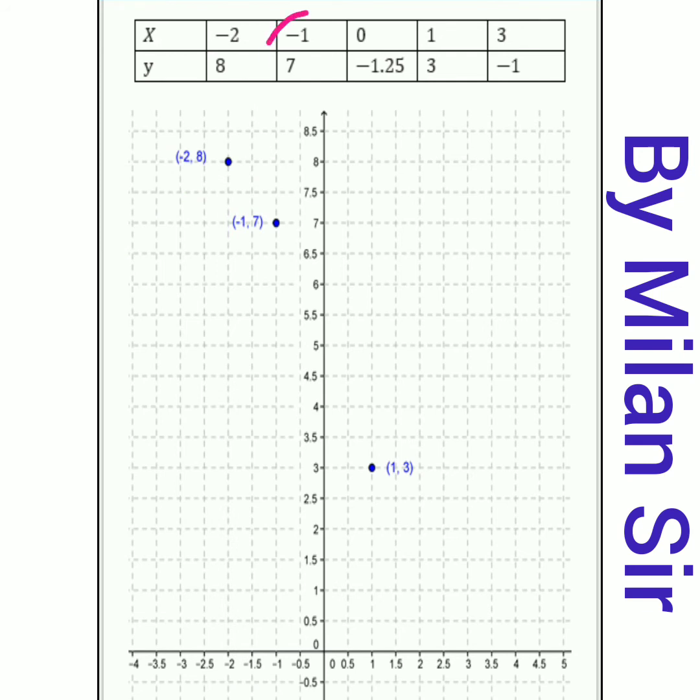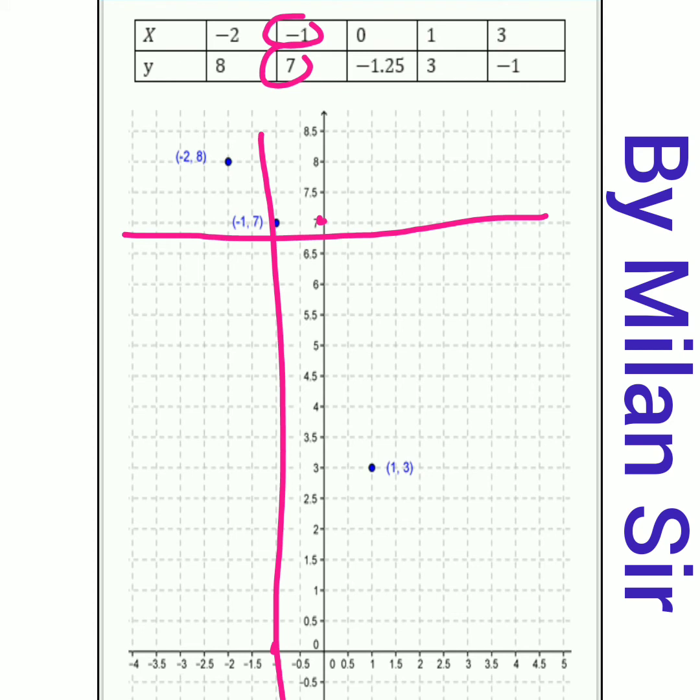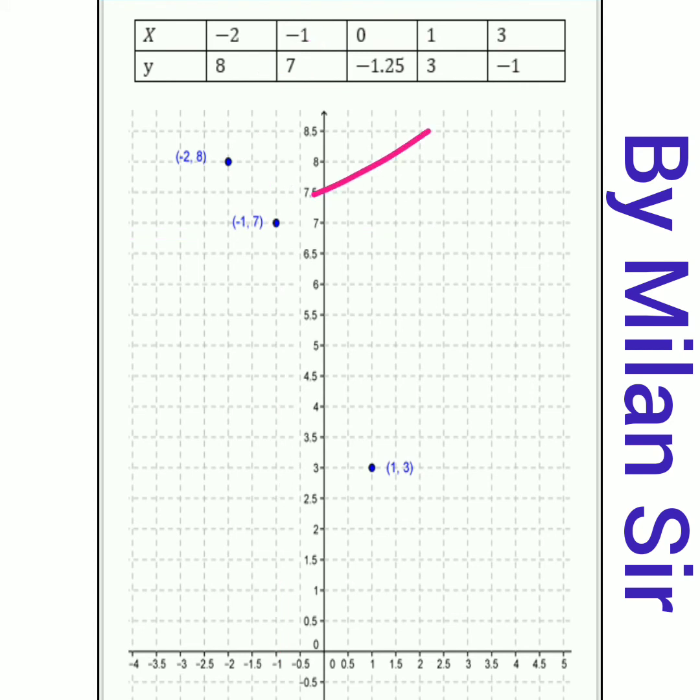Then second point, minus 1, 7. Now first number, that means x coordinate minus 1. So just locate minus 1 here. Then on the y-axis 7, so locate 7 on the y-axis. Now draw the vertical line from the point on the x-axis and draw the horizontal line from the point on the y-axis. So this intersection point is your answer. Here it is. Minus 1, 7. This is the proper location of your point.